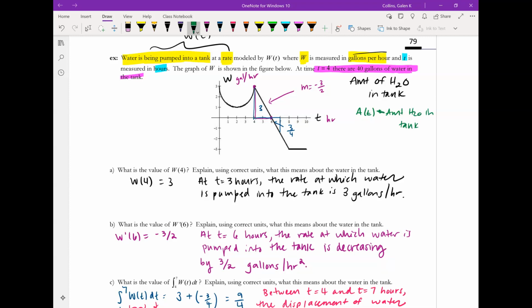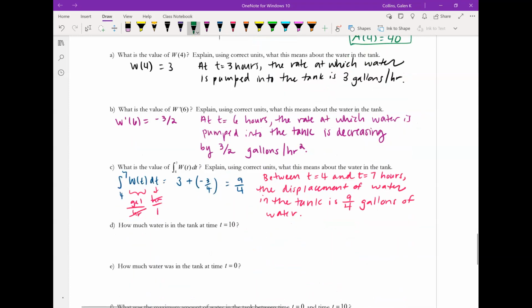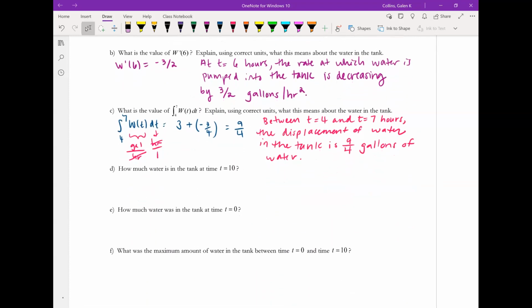Actually, I should do an arrow instead of an equals, since those aren't literally equal. And so also, I know the derivative of A would be W in this case. So I can go back, and what I was given at t equals 4, when time t equals 4, there are 40 gallons of water in the tank. So if I define my variable A for amount of water in the tank, well, A of 4 then is 40.